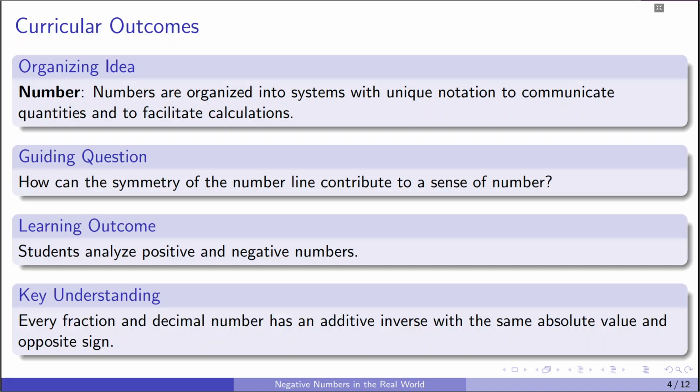And our key understanding is that every fraction and decimal number has an additive inverse with the same absolute value and opposite sign. Absolute value is just distance from zero, and the additive inverse is whatever you add to a number to get zero as the answer. So if you have 3, the additive inverse is negative 3. If you start with negative 3, the additive inverse is positive 3.